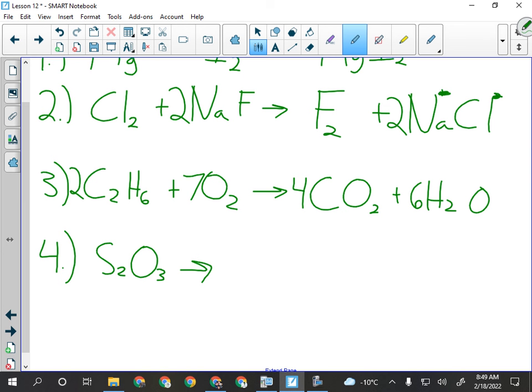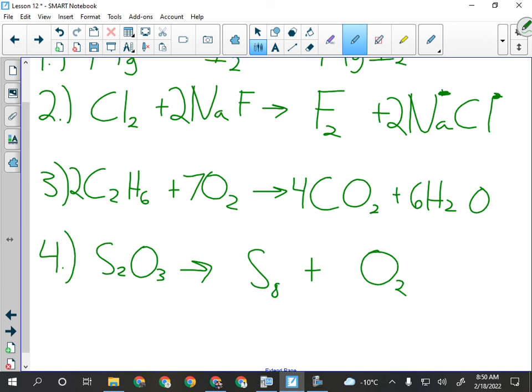Now, one of the things we have to watch out for with decomposition reactions and single replacement reactions is the formation of special elements, because these are the two reaction types that are likely to cause that to happen. Okay, so we're going to have this breakdown into its elements, S and O, sulfur and oxygen. What do I need to put after the sulfur? Right, sulfur comes as an 8 when it's by itself, and oxygen comes as a 2.